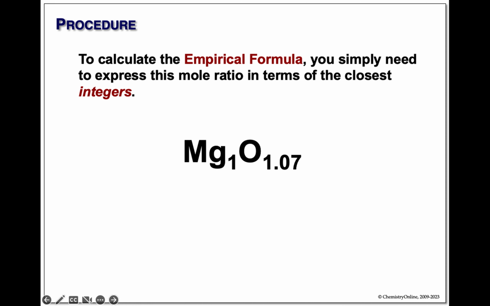Finally, it has to be an integer. So we're going to look at our 1.07 and say to make that an integer, we're going to make it a 1. And say our empirical formula is MgO.